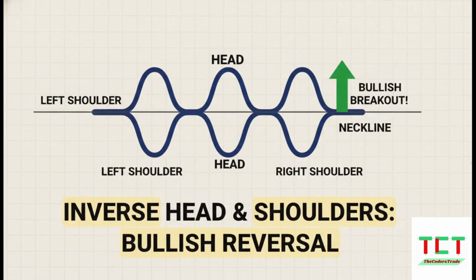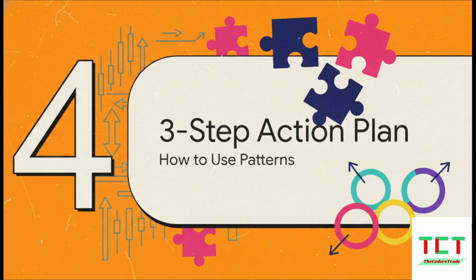And I bet you can guess what's next. There's an inverted version. The inverse head and shoulders looks just like it sounds, an upside-down version of the pattern. It's formed at the bottom of a downtrend, and it's a bullish reversal signal, hinting that that long decline might finally be over.